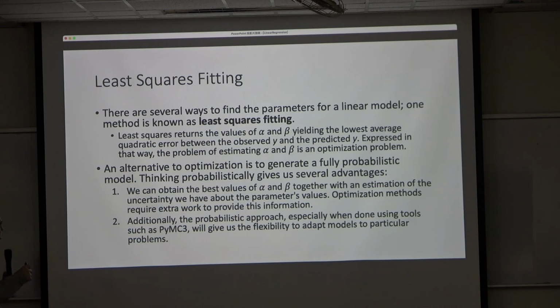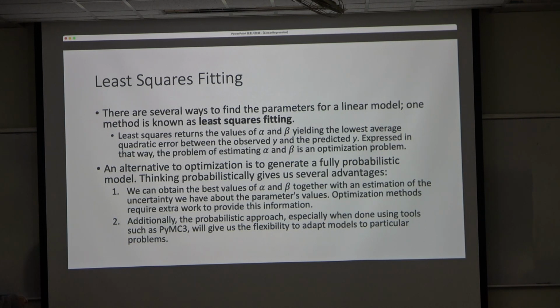But anyway, of course, we are not talking about deep learning today. In statistics, or if we talk about Bayesian analysis, an alternative to optimization is to generate a fully probabilistic model. When we say probabilistic model, we are talking about a Bayesian model. Thinking probabilistically gives us several advantages.